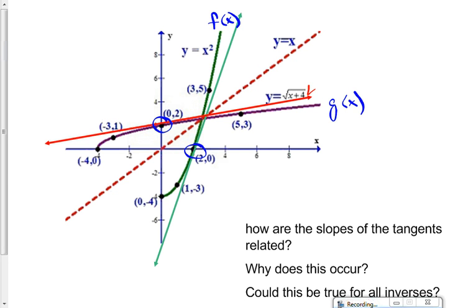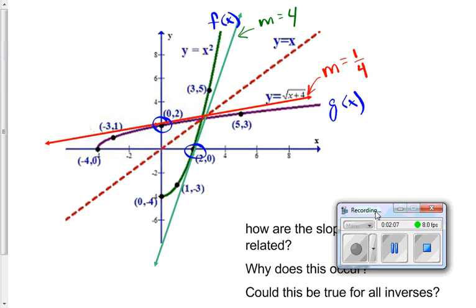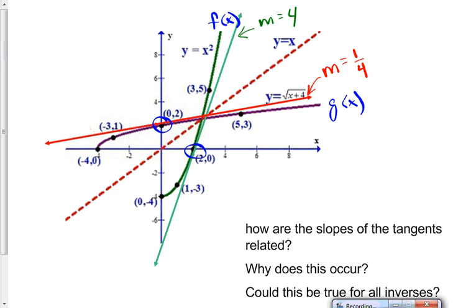What's the slope of this one? 1/4. What's the slope of this one? Can you explain why one of them is 4 and one of them is 1/4? I'll pause this for a second while you discuss. How do we explain the fact that the slopes are, what's that word? 4, 1/4. Reciprocals, right? Knowing that they're inverses, how do we explain the fact that the slopes are reciprocals? Do you want to explain, or would you like me to?